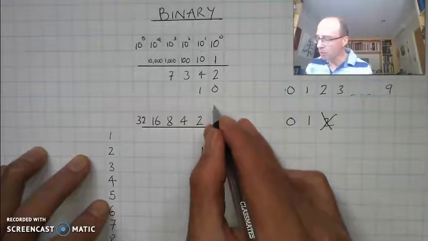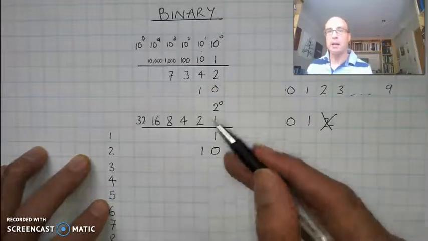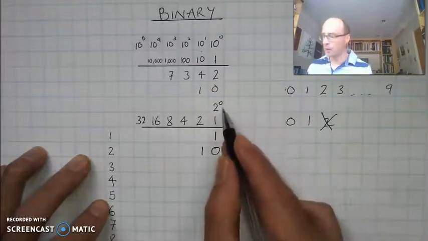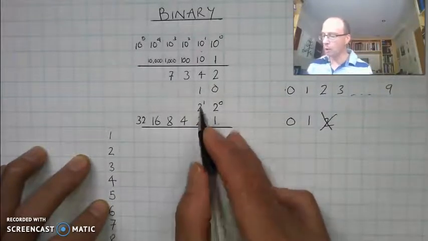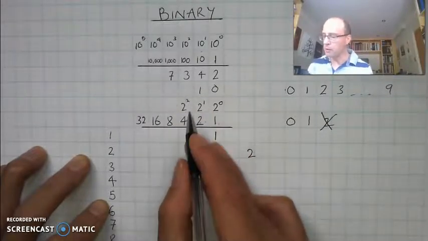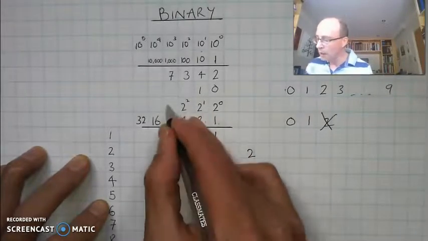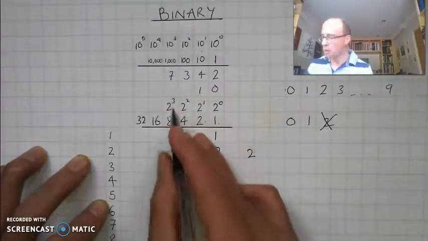So my first column is 2 to the 0. Remember, anything to the power of 0 is 1. So 2 to the 0 is 1. I've got 2 to the power of 1. 2 to the power of 1 is 2. I've got 2 to the power of 2, which is 4. I've got 2 to the power of 3, so 2 cubed is 8.